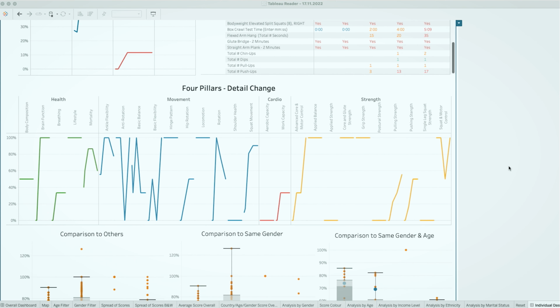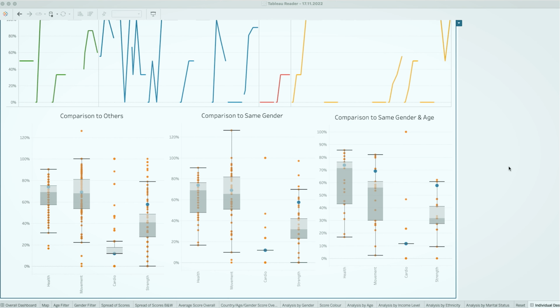Now, if we drive down a little bit lower, we can see where she fits compared to others overall, comparison just to gender, and then same age and gender. So at the top, compared to others, she's very much high on the health side of things, bang in the middle here for movement down the bottom. Cardio, it's quite low. And then strength, she's above average. And we can see the graphs here. With gender, all pretty good. And in comparison to same age and gender, she's above the norm here, but cardio's still a little bit low.